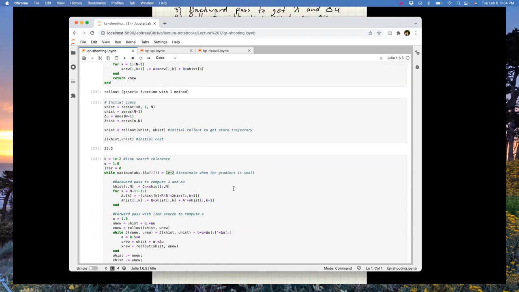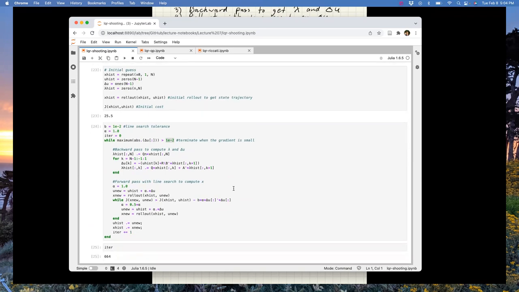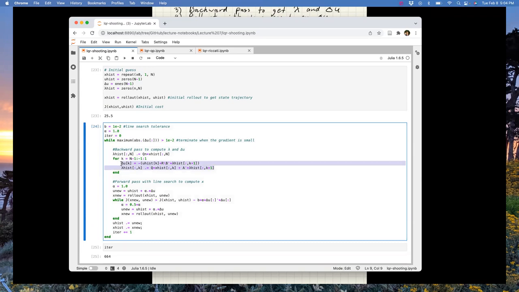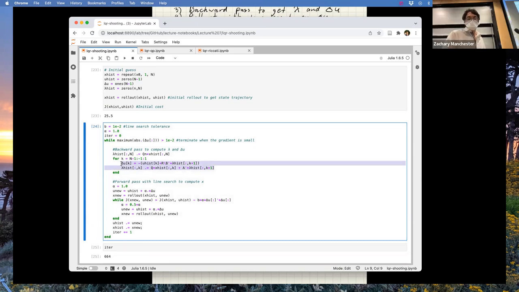Hey, Zach, could you repeat where this formula for delta U and the lambda came from? Yeah, I put it in the notes. It's coming from the Pontryagin minimum principle.